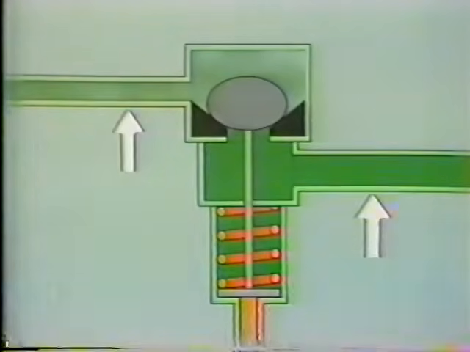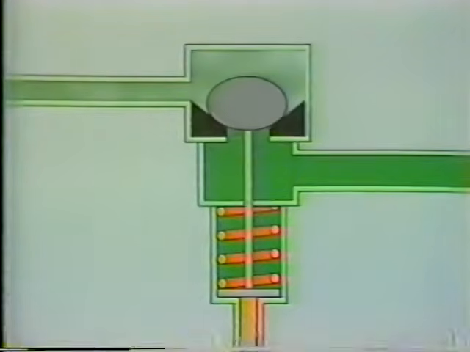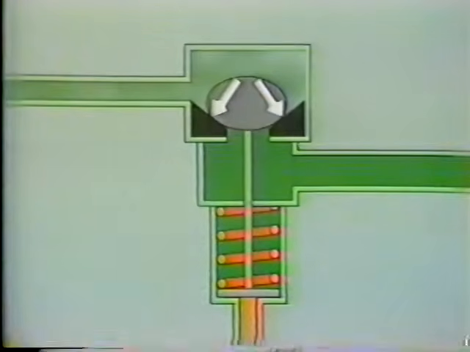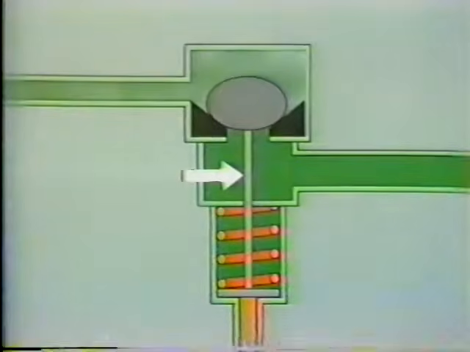Here we see a typical main stop valve with steam lines leading into and out of the valve. Steam from the boiler enters the valve through this line and leaves the valve through this line, which is connected to the control valves. The main stop valve consists of a valve disc, a valve seat, a valve stem, and a hydraulic actuator.